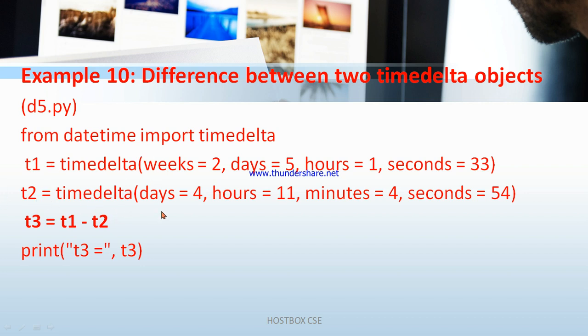Then t2 is equal to timedelta of days equal to 4, hours equal to 11, minutes equal to 4, seconds equal to 54. At last I want to find the difference, so I can use subtraction, or you can say minus. So t3 is equal to t1 minus t2. At last I want to print the t3 value, so I am writing print t3 like that. Whenever I give it like this and execute d5.py, it will print the difference between these two, and the output will be different because of Python's inbuilt functions. If you do it manually, you would do 14 days minus 4, that is 10 days, but this is not like that.